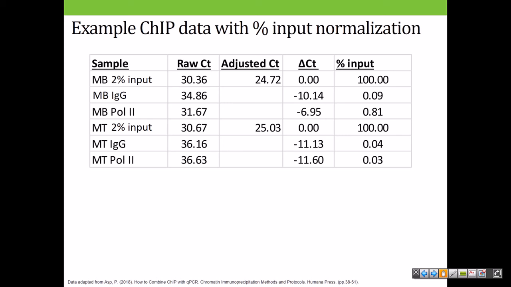Each of them has an input, each of them has an IgG background control, and each of them has had a ChIP immunoprecipitation for RNA polymerase II. The question is, what are the effects on binding of RNA polymerase II after differentiation at a particular site? The locus was the topoisomerase II promoter.